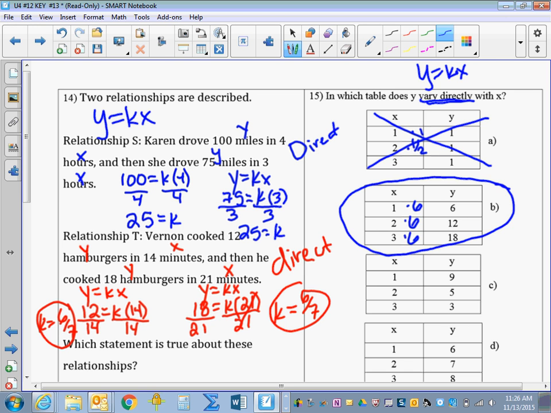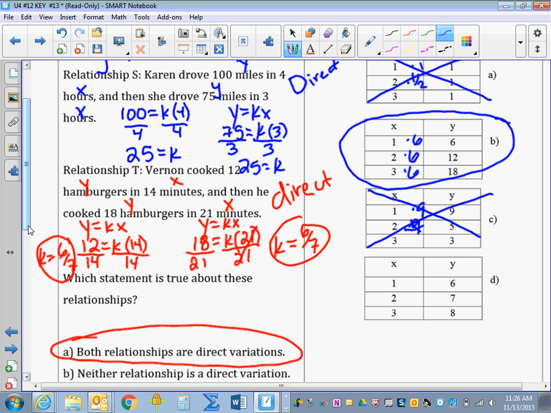So I'm going to check the other ones though, just to verify we didn't make a mistake somewhere. Alright, so 1 times 9 gives me 9. But 2 times 9 does not give me 5. So I know that's not the same relationship, so that doesn't work. And then for D, 1 times 6 is indeed 6. But 2 times 6 is not 7, so that doesn't work either. So it looks like B is indeed our correct answer. Again, we're multiplying by the same number each time.